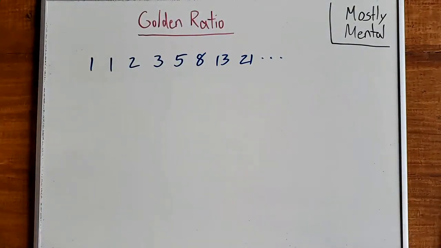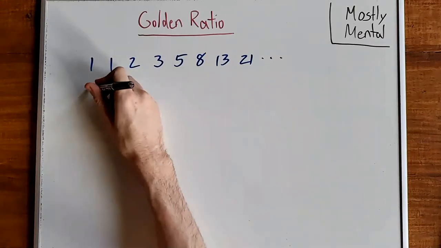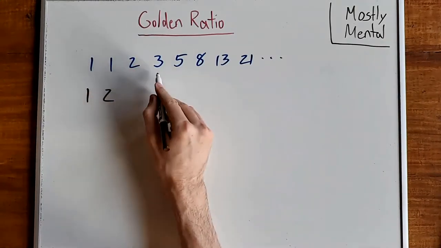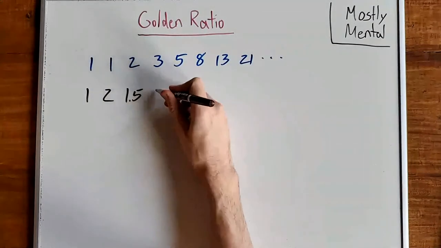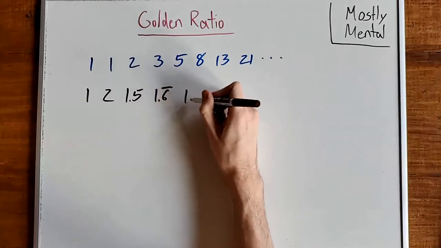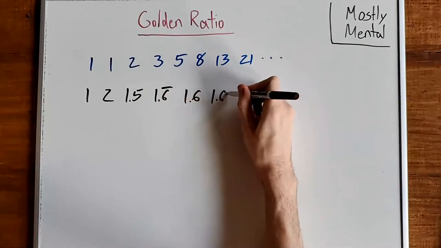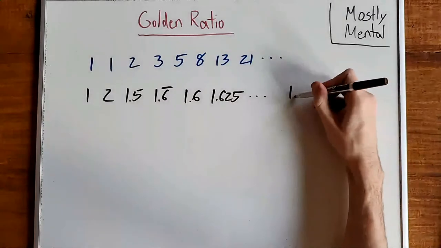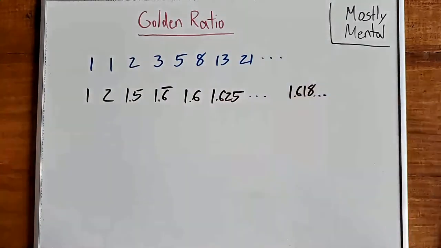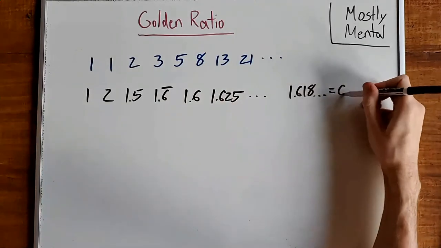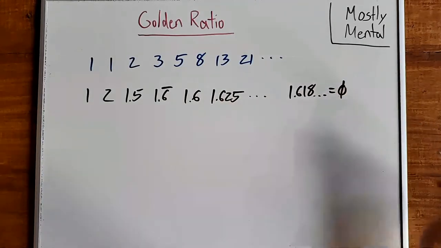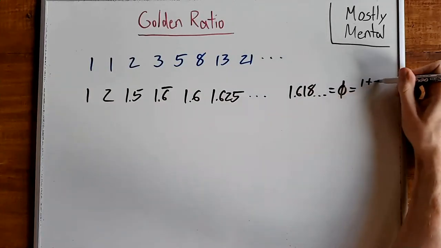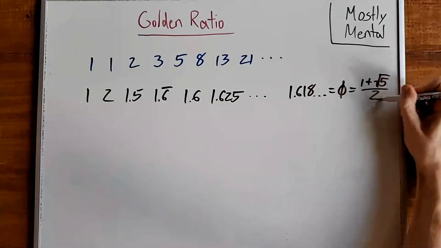If we take the ratio between consecutive terms, we get 1 over 1, which is 1, 2 over 1 is 2, 1.5, 1.6 repeating, 1.6, 1.625, and so on. As we go further in the sequence, that ratio bounces back and forth a bit, but it seems to settle around 1.618-ish, a number known as the golden ratio, phi. The exact value, it turns out, is 1 plus the square root of 5 over 2.